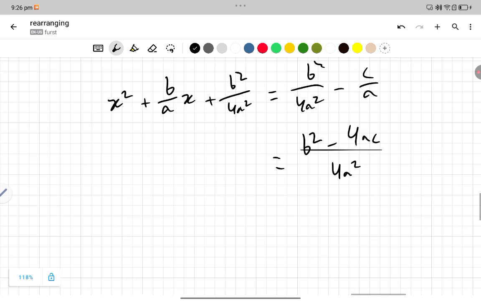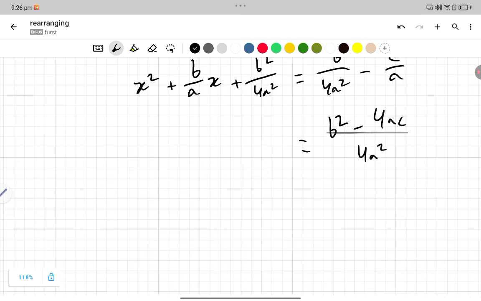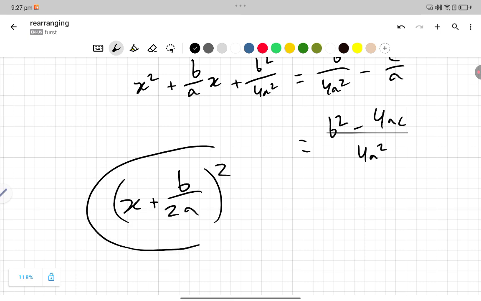So now what we can do, I'm looking at the left-hand side. What we can do with the left-hand side is this. The left-hand side is actually equal to x plus b over 2a squared. So this whole thing actually equals that. That's my claim. How can I prove it?